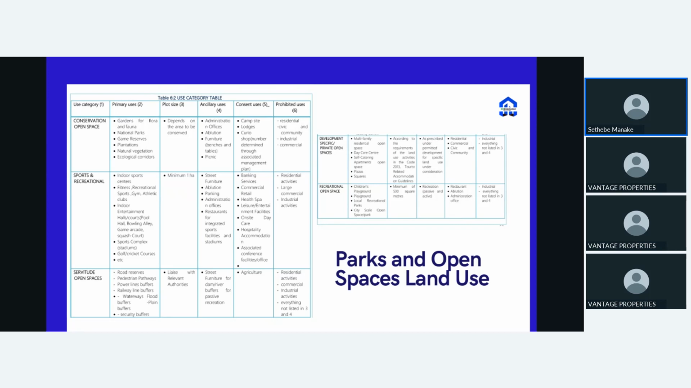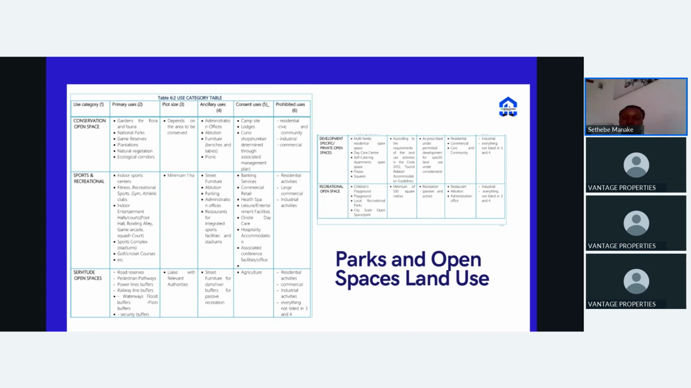But you can ask for permission, right? About what are the things that you can ask for permission for. You can ask for permission and get consent to do things like bank services, commercial retail, a health spa, leisure or entertainment facilities, on-site daycare, hospitality, tourism, and associated conferencing facilities. Within that space you can be allowed to do that, but you don't have to change the use to provide these kinds of developments. You can get consent for that.